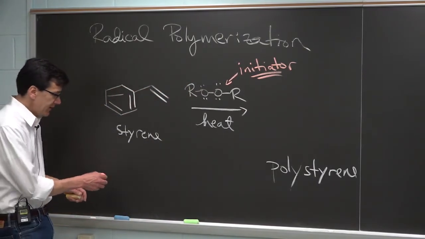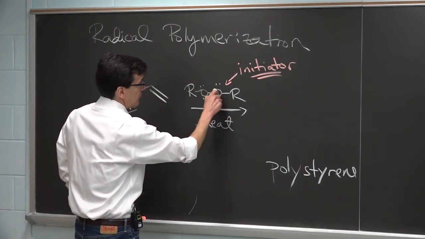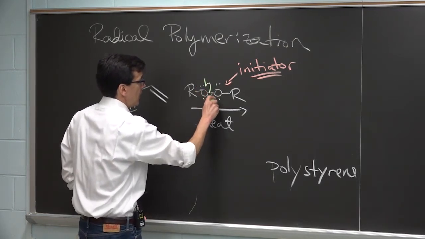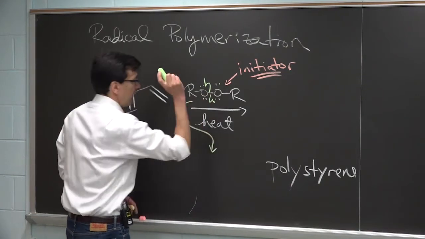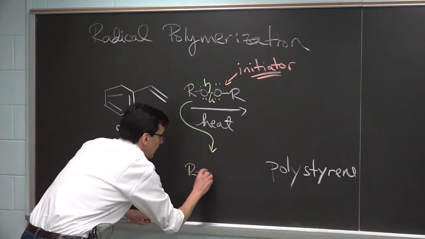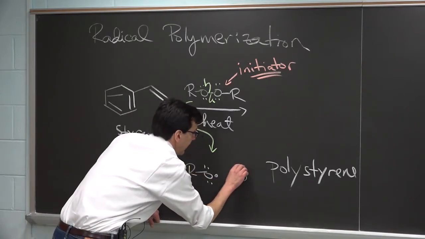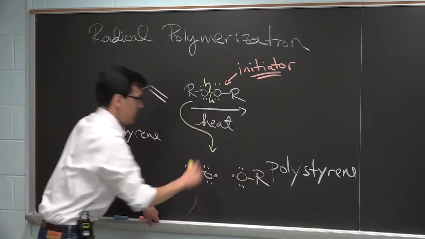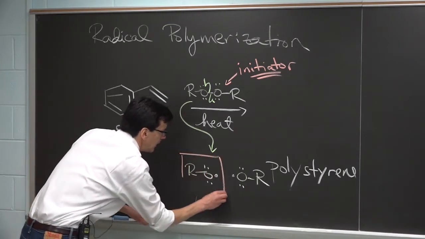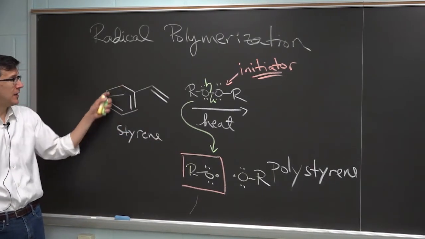The initiating event is going to be homolytic cleavage of the oxygen-oxygen bond in the initiator. So remember, one electron goes one way, the other electron goes the other way. So that's the initiation step. You get one of those and a second one there when this thing cleaves. And so here is your initiating radical. What do you think this radical would do in terms of reacting with styrene?